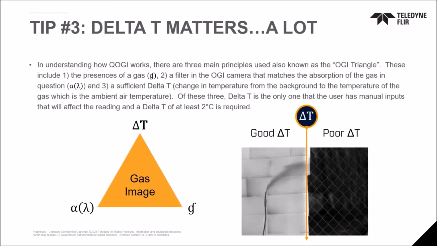As we talked about, delta T matters a lot. Looking at the QOGI triangle, which I don't know if we got into in this presentation, a delta T of 2 degrees Celsius is required, and you need to ensure that you have that delta T. Luckily, in both the Q mode feature as well as the tethered unit, we've added a colorization background supplement to allow you to see if you don't have sufficient 2 degrees delta T, in which case you may need to adjust some of the settings either in the tablet and the camera, or try to find a better angle to look at.